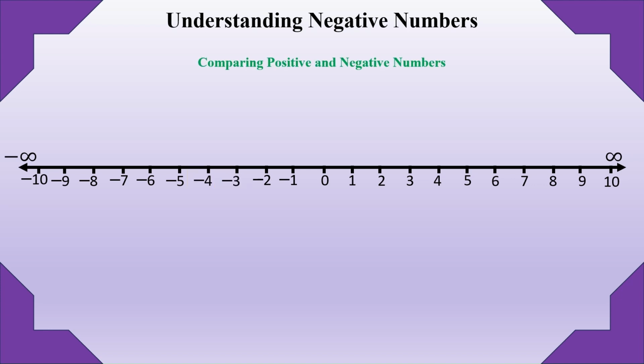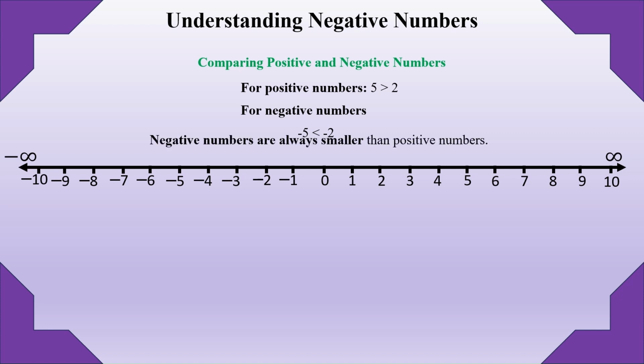Now let us learn to compare positive numbers and negative numbers. You know that for two positive numbers, 5 and 2, 5 is greater than 2. But if I add a negative sign to 5 and a negative sign to 2, the inequality sign will change and you will have minus 5 less than minus 2. Of course, you know that negative numbers are always smaller than positive numbers. So you have one example, minus 5 is less than 2.